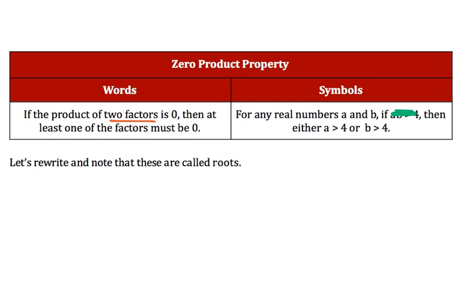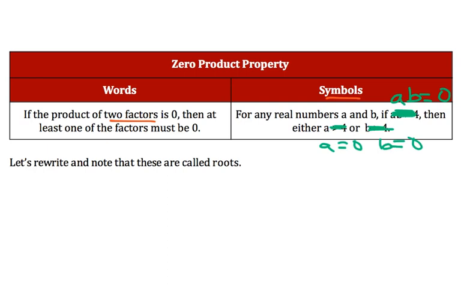And if I write this with symbols, for any real numbers a and b, now take your pencil and cross this out. If ab, meaning a times b, equals 0, then either a equals 0 or b equals 0. Sorry about that, these things print weird.